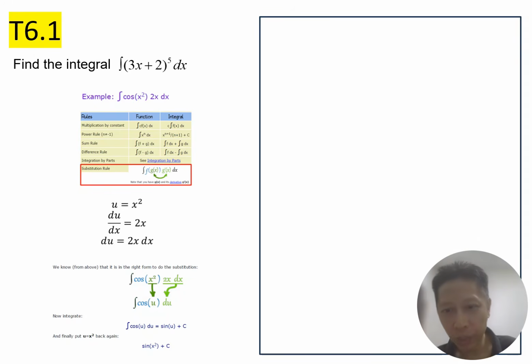Hi students, today we're going to look into 5 tutorial questions related to chapter 6 integration.